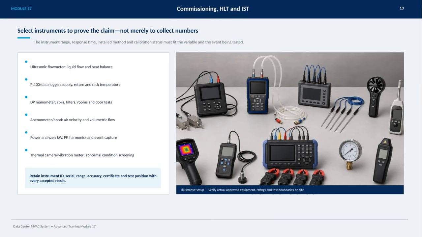It's also essential to document and retain the instrument ID, serial number, range, accuracy, calibration certificates, and exact test position for every accepted result to ensure traceability and reliability. Always verify that the equipment used on site matches the approved setup, including ratings and test boundaries, before proceeding.